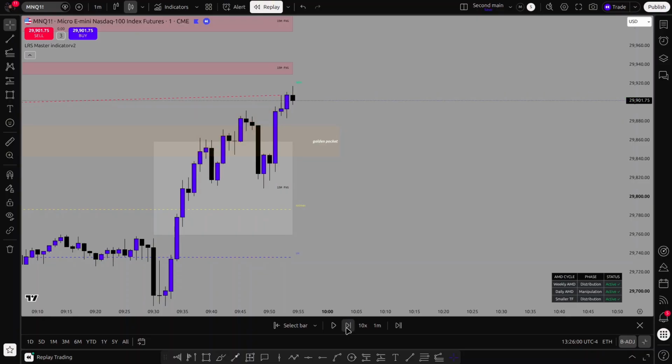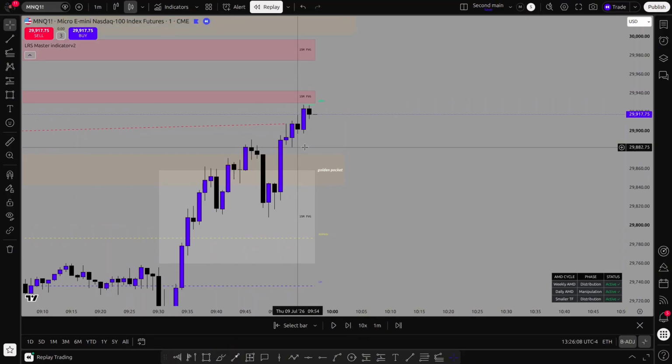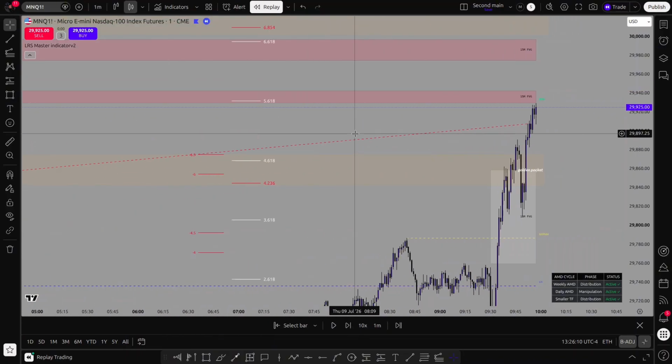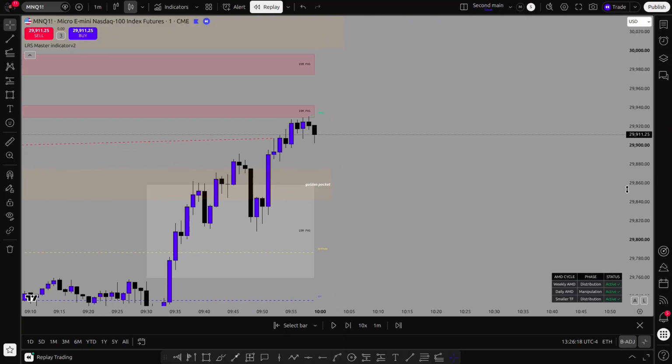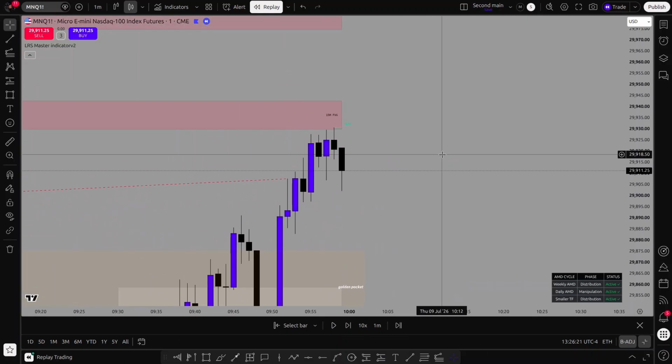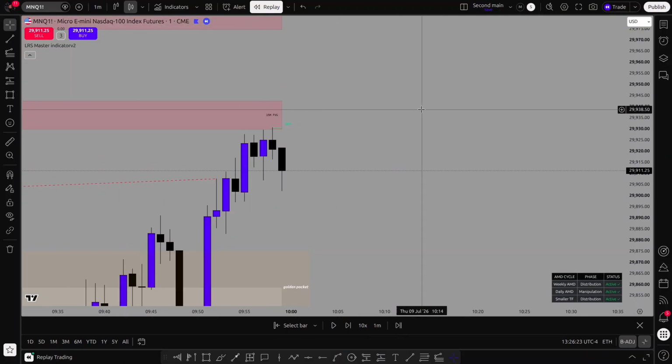Perfect, as you can see, that was a trap. It's about to be 10 o'clock. The 4-hour fair value gap, the one that was right here, is about to get invalidated. Now the 10 o'clock volatility is most likely to be expected. So what am I seeing?